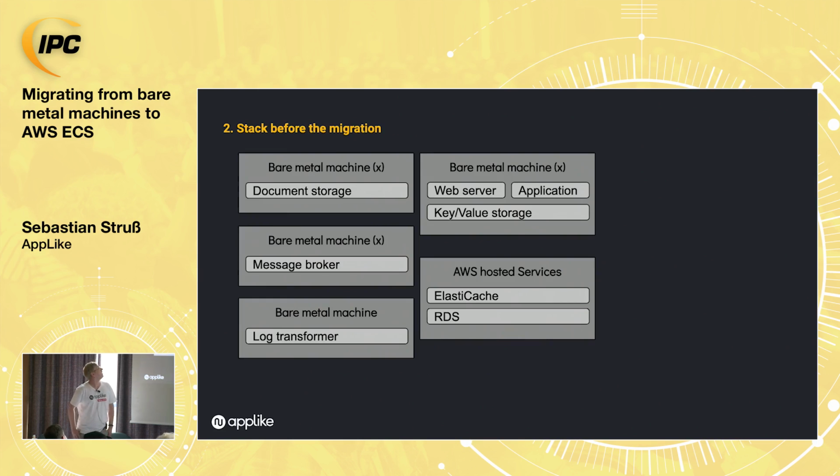This is how our stack looked before the migration. We have a document storage on multiple bare metal machines. Then we have a message broker also on multiple machines. We have a log transformer. We have bare metal machines for our API that contain a web server, the application itself, a key value storage, and also we use some of our AWS hosted services. Not all are listed.